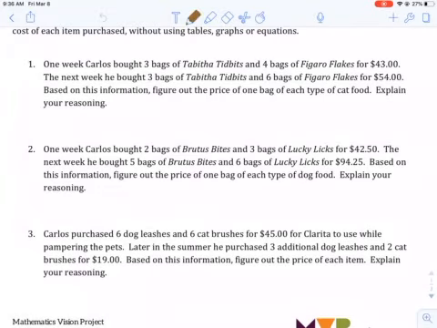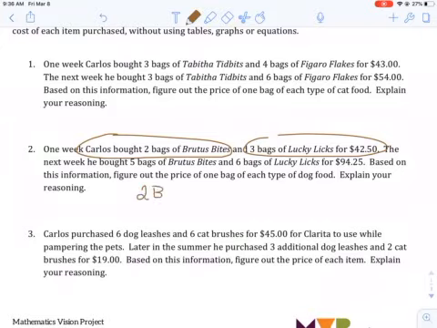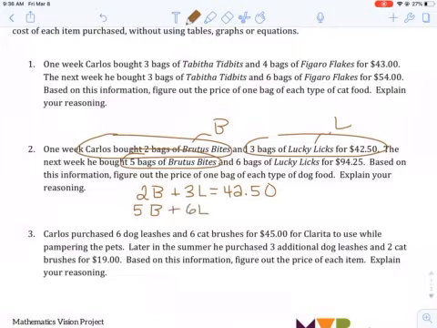Let's see. So, 1 week Carlos bought 2 bags of Brutus Bites and 3 bags of Lucky Licks for $42.50. So I'm just going to set it up here as 2B, I'm going to use B for Brutus Bites, plus 3L equals $42.50. I'm going to put here B and L to represent my variables. And then next week he bought 5 bags of Brutus Bites and 6 bags of Lucky Licks for $94.25. All right, we have to figure out how much each of these costs.